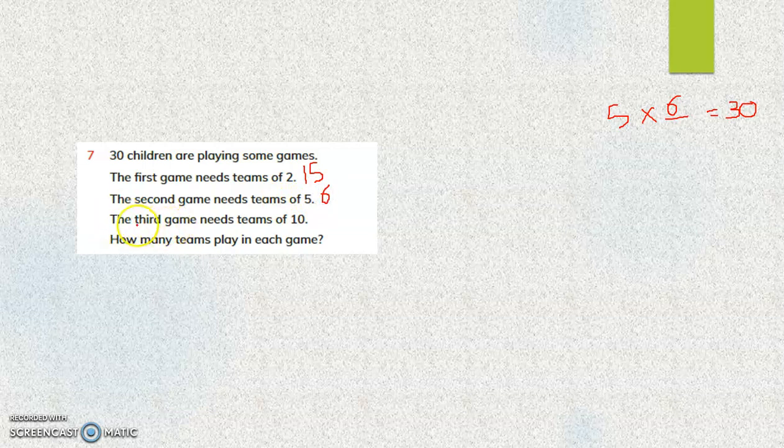Similarly, coming to this, the third game needs teams of 10. So if we divide 30 children into groups of 10 children each, how many groups do we get? We need to see 10 times what gives 30. 10 ones are 10, 10 twos are 20, 10 threes are 30. So we get 3 teams with 10 children each. So I hope this is clear.